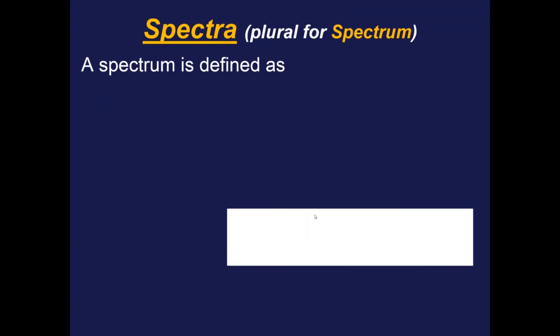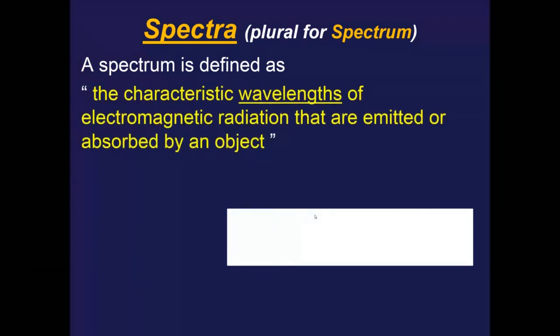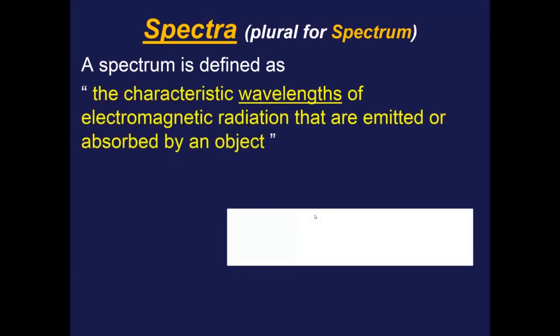So a spectrum is the wavelengths of something that are being put out. So the amount of energy being put out at different wavelengths from an object, all right? And this has to do with what an object is absorbing, but also what it is emitting. Emitting is to put something out, right? A light bulb emits light.